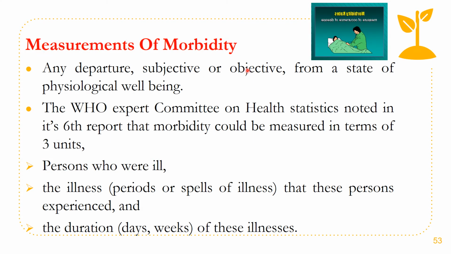Measurement of morbidity. Morbid means sickness, the person who is suffering or who is sick. Any departure, subjective or objective, from a state of physiological well-being. The WHO Expert Committee on Health Statistics noted in its sixth report that morbidity could be measured in terms of three units: persons who were ill, the illness period or spells of illness that these persons experienced, and the duration, days, weeks of this illness.